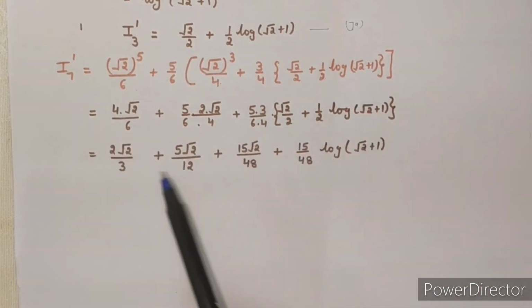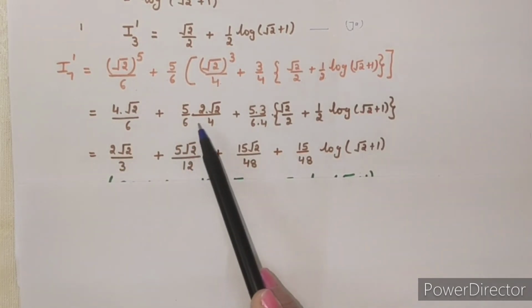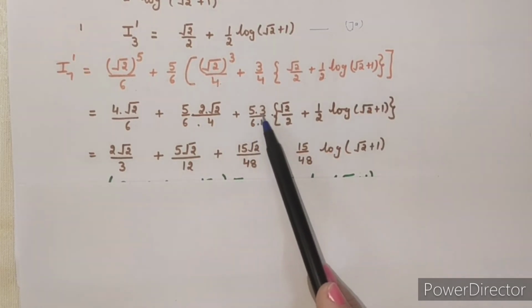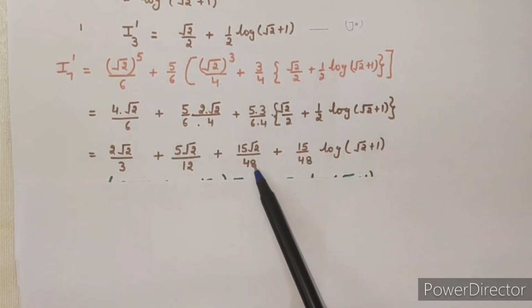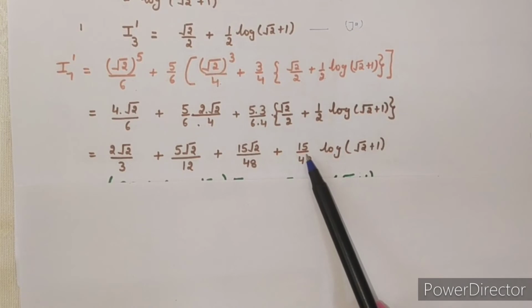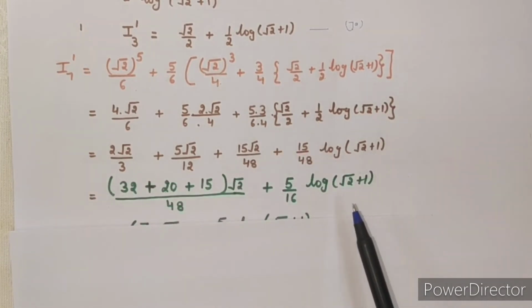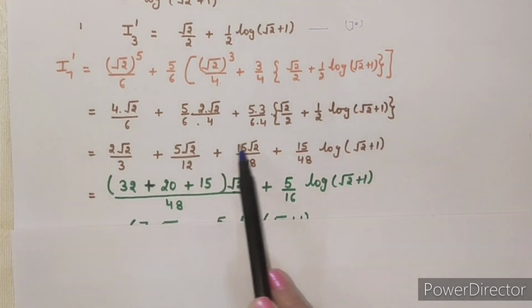Now on simplification, 2 under root 2 by 3 gives 2 ja 6, 2 ja 12, 5 under root 2 by 12, plus 5 3 ja 15 and 6 4 ja 24. 2 I am taking outside, so this gives 48. So this term with this one, 15 under root 2 by 48 plus 15 by 48 log of under root 2 plus 1. Now you can take the LCM of these three terms, which is 48, and simplify.